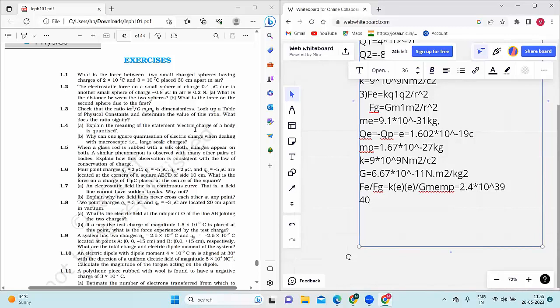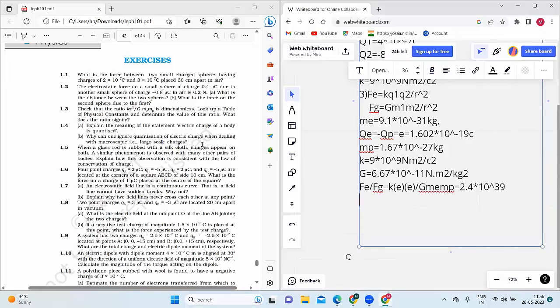Next question: explain the meaning of the statement 'electric charge of a body is quantized'. Generally, every charge is quantized, so the charge will be an integral multiple of a basic charge, that is the charge of the electron. So the charge on a body will be an integral multiple of the charge of an electron. That is the meaning of: charge of a body is quantized.